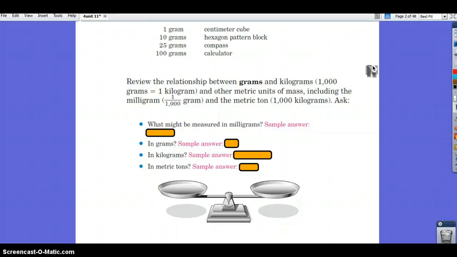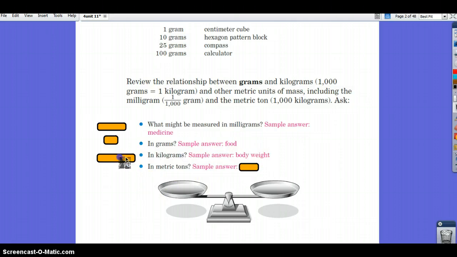So it is 1/1000th gram. And a metric ton equals 1,000 kilograms. So what might be measured in milligrams? Something small that you might take but needs to be really accurate. Medicine. What do we measure in grams? What you eat. Food. What would we measure in kilograms? How much you weigh. And in metric tons, a ship.